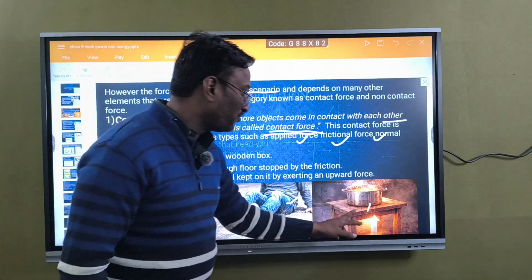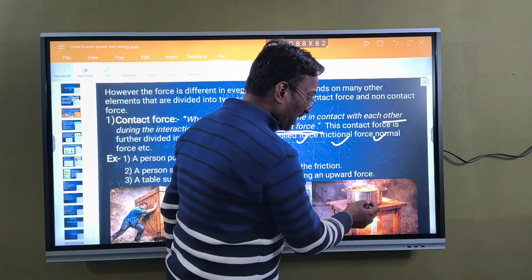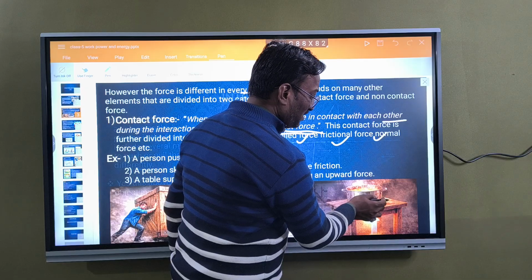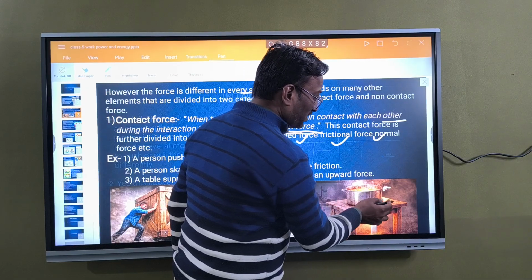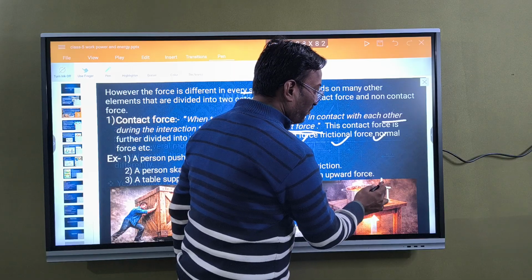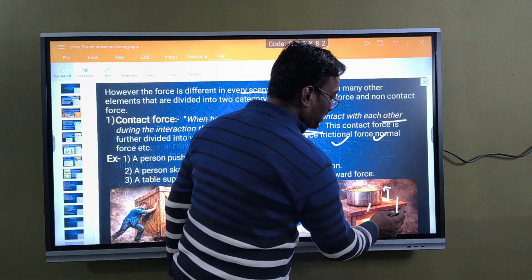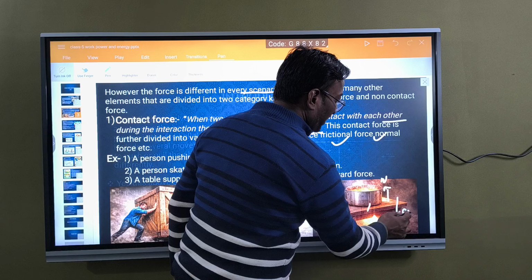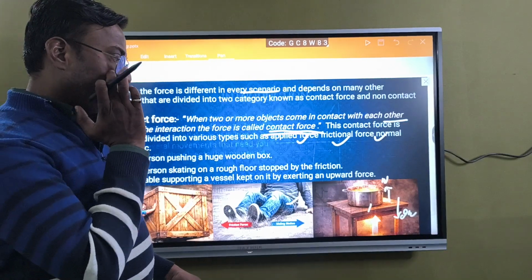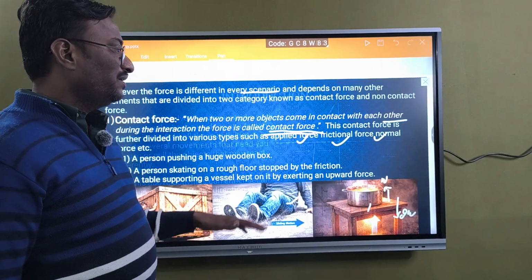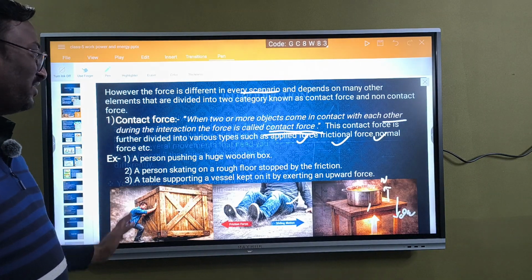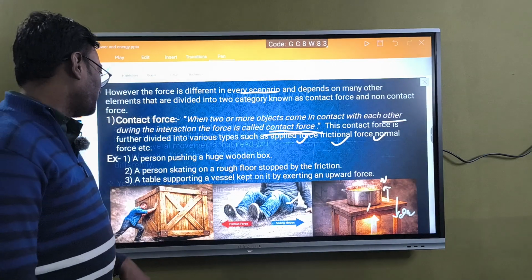Normal force is the perpendicular force, this one. See, I have kept some sort of vessel on the table, so there will be two forces acting on the vessel. One is the force in the upward direction, the other is in the downward direction. The force in the upward direction we call normal force, and the force in the downward direction is called gravitational force, or we call it weight. Okay, the weight or gravitational force will be in the downward direction and the upward force will be the normal force. So that is the thing. Likewise we are going to get huge examples.